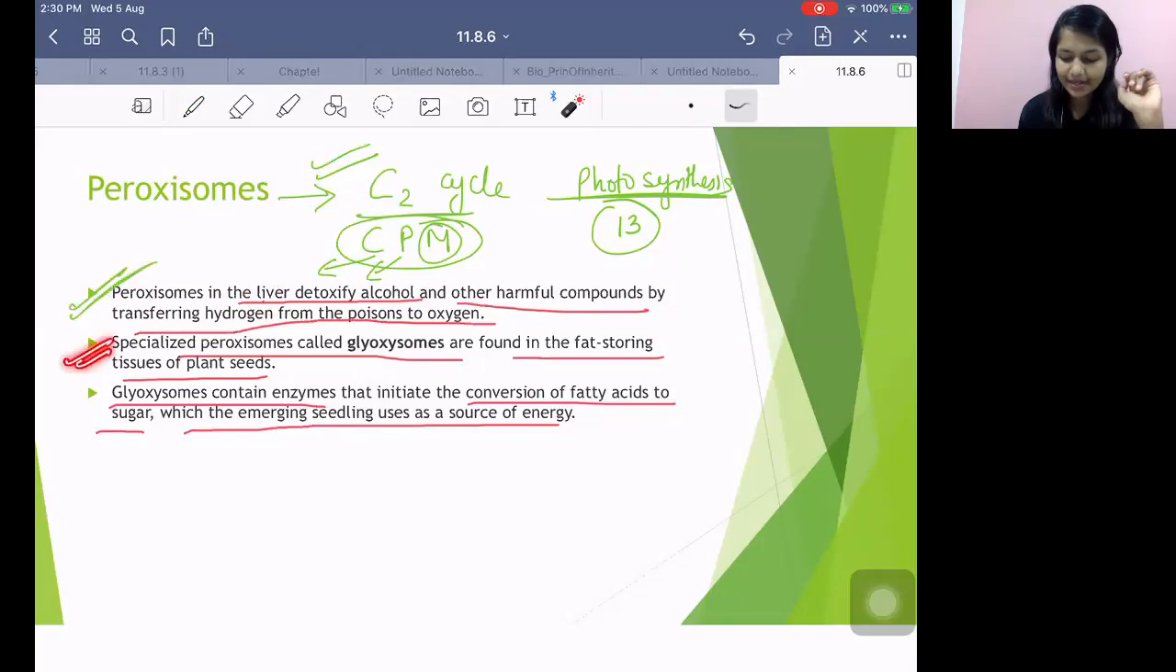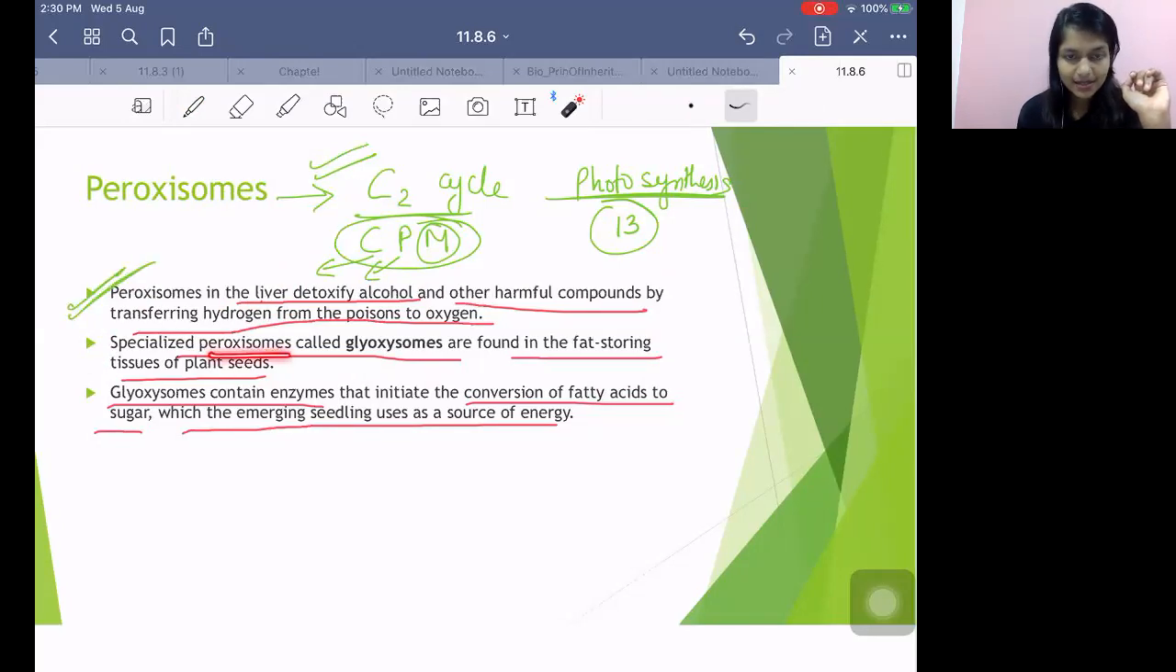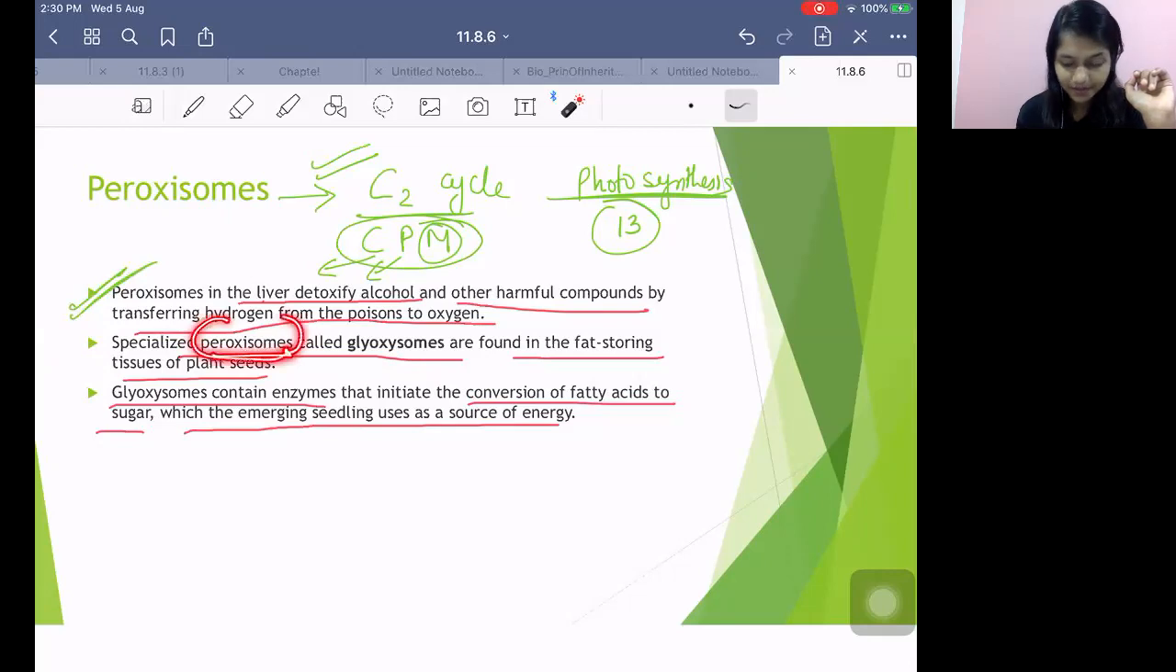Come back again to the plant. In plant cells, there are some peroxisomes which are storing fats. Those peroxisomes which are storing fats, you call them glyoxysomes. So glyoxysomes you get in plants. What are they? Peroxisomes. What do they do? They store fats. Do they have anything else?